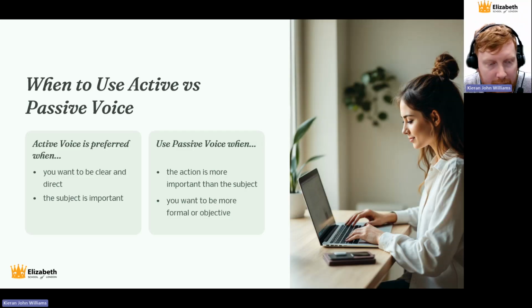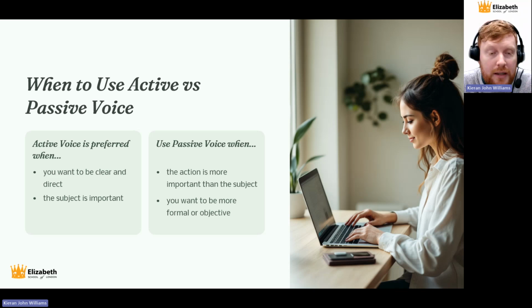Okay, so let's circle back a little bit and think about why we should be using the active or the passive voice in different contexts. So remember, the active voice is preferred when you want to be clear and direct, and you want to show that the subject is important. On the other hand, you use passive voice when the action and the object are more important than the subject, and it can also be that you want to be more formal, more objective, more impersonal. In that situation, you use passive voice.